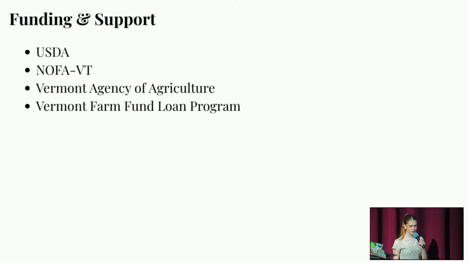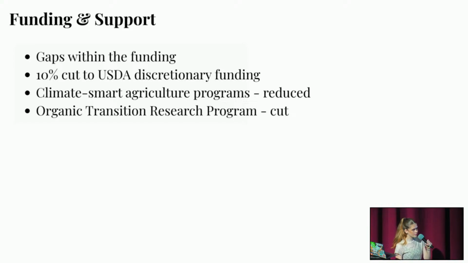Like I said before, the USDA has some programs. Right now it's all up in the air, but this is currently what they have. No for Vermont is an organic support system just for Vermont farmers. The Vermont Agency of Agriculture has some loans, and then the Vermont Farm Fund loan program. That being said, there are significant gaps within the funding available. Like I said before, a lot of this funding isn't designed for these types of farms. And additionally, if you were to even apply for a grant, it's a limited pool of funding and it's not 100% guaranteed that you're going to get that funding.